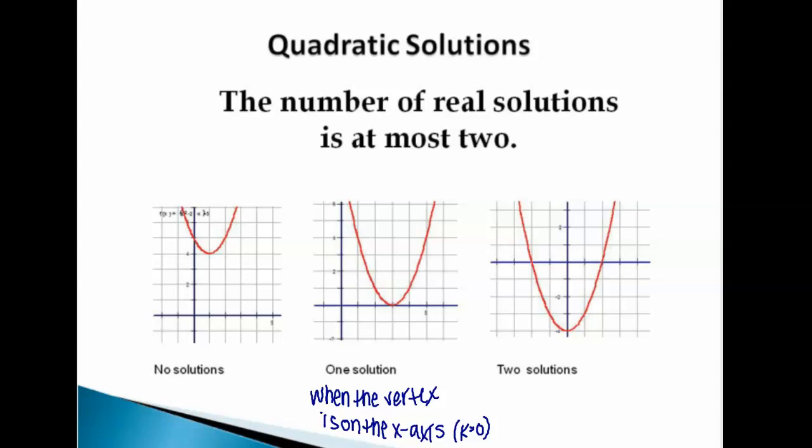When there is one solution, we also refer to this as a repeated root. So remember, these solutions are called the roots. If the vertex is on the x-axis, then you have what we call a repeated root. And then we have the most common case, which is 2 solutions, because it crosses twice.